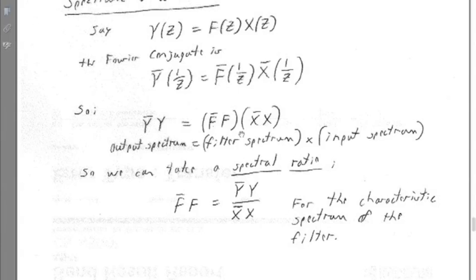Since the output is the product of two spectra, we can very easily take a spectral ratio. This is again just dividing a real number by a real number. We take the spectrum of the output and divide it by the spectrum of the input. That spectral ratio, done frequency by frequency, gives us the spectrum of the filter. We might even call this the characteristic spectrum of the filter, F.